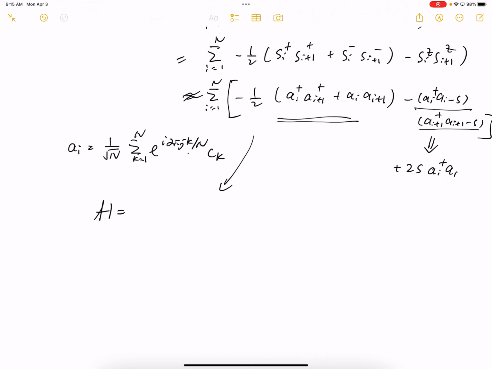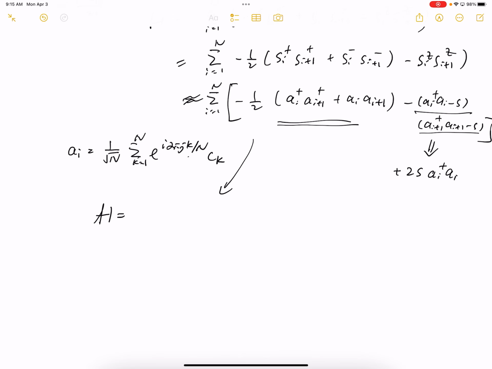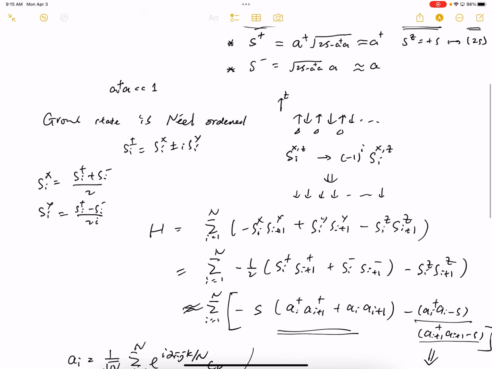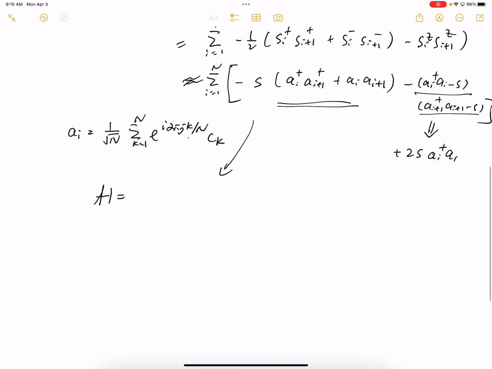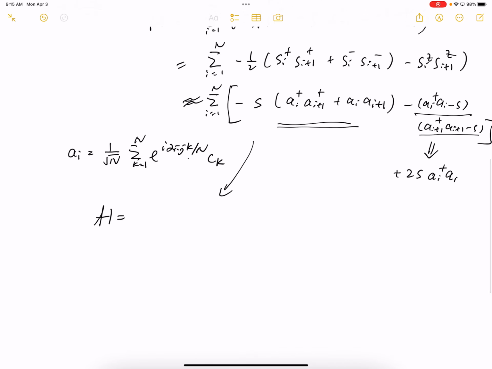I think I'm also forgetting S here. So let's see. When you do this transformation, I think you're actually going to get, well, this is not 1/2 but S, right? Because there's a 2S here. So actually this is wrong. There's a 2S here. I'm forgetting about a constant factor because I'm only dropping A dagger A. So this is the correct one.